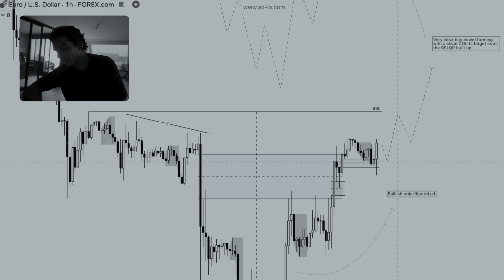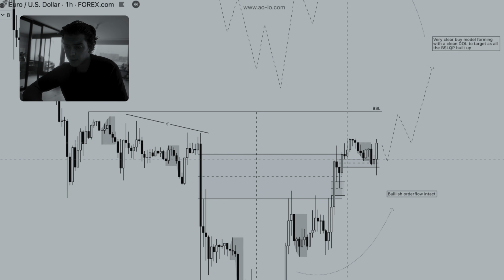Here it was a bit iffy. You will see exactly why, right? Because we've got this H1 imbalance, which we actually already tapped in Asia. Not the most ideal midpoint as well, right?